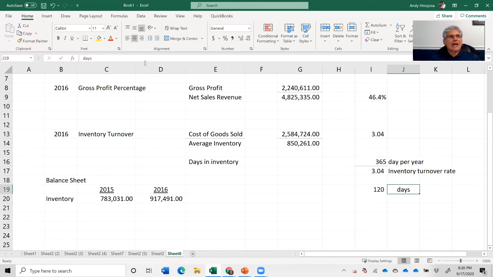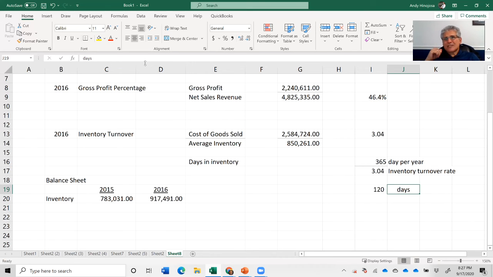Now, is that good or bad? And the answer is, by itself, I can't tell you. But what I can tell you is, if last year's was 130 and this year's 120, that's good. We want inventory to turn over fast. We don't want it to be sitting on the shelf for very long. I will tell you that if we sell milk, we're in big trouble. But for the most part, if this is not milk, if this is not a perishable item, 120 days may or may not be good, but at least we know it's better than the prior year.